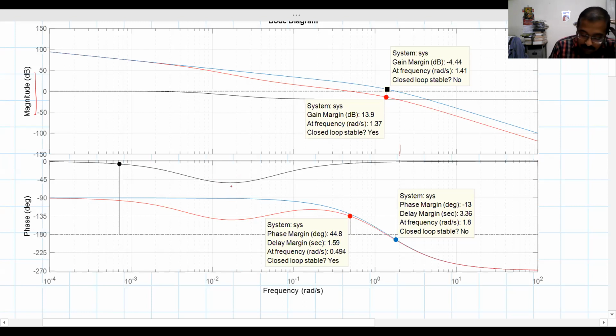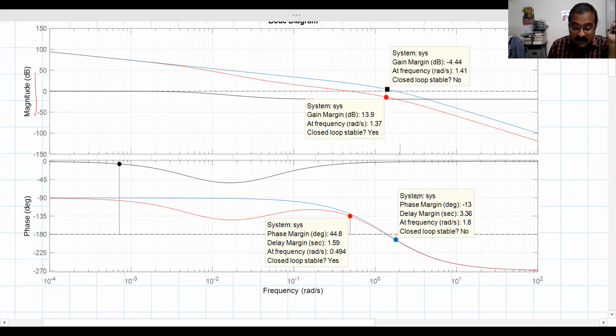Now, when you introduce this lag compensator in the controller part and put the system in the closed loop, you will get a response corresponding to the red line. The red line is the lag compensated system. You can see the closed loop system is stable with a gain margin of 13.9 dB, which is positive, and a phase margin of plus 44.8 degrees, which is again positive. So the closed loop lag compensated system is stable. This is how we design a lag compensator.